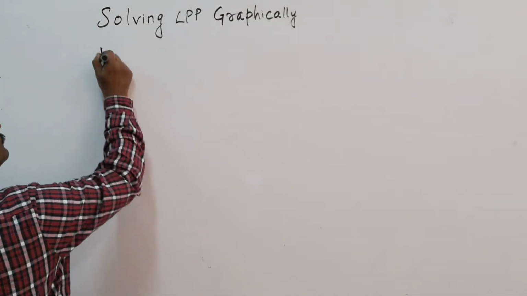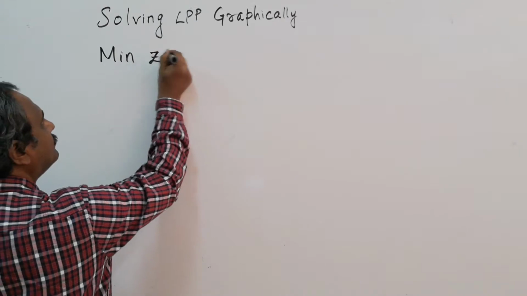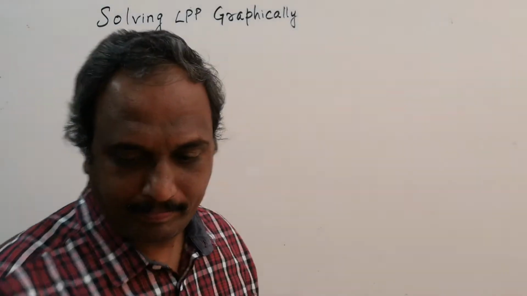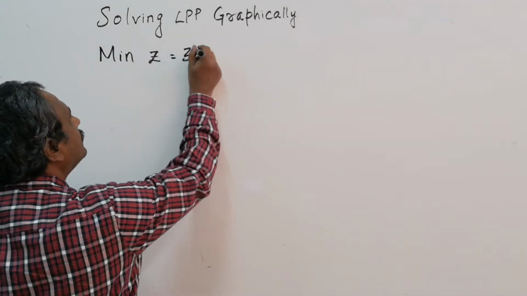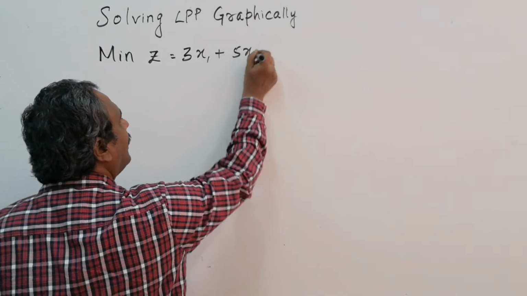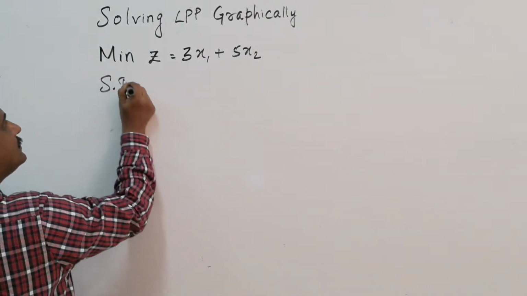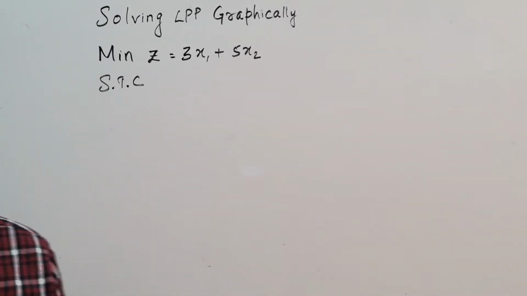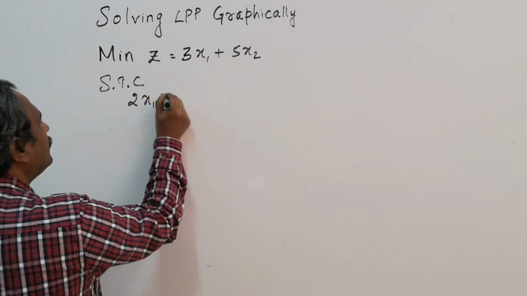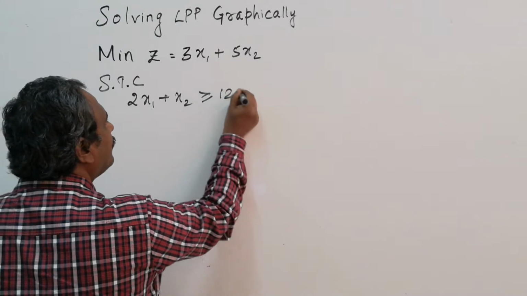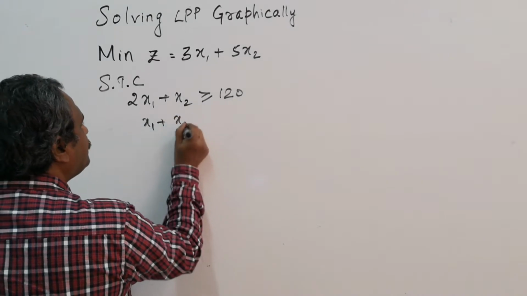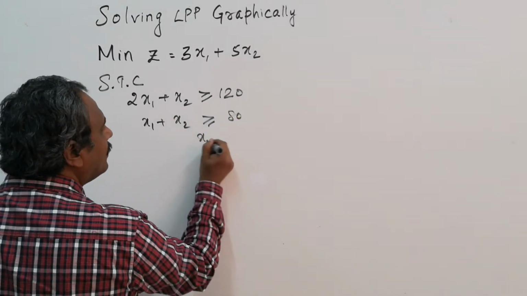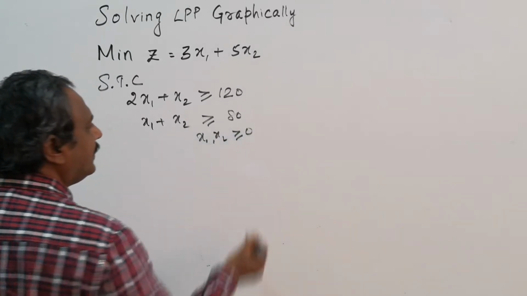For example, we are having a problem: minimize Z equal to 3x1 plus 5x2, subject to the constraints 2x1 plus x2 greater than or equal to 120, x1 plus x2 greater than or equal to 80. Our values x1, x2 all are greater than or equal to 0.